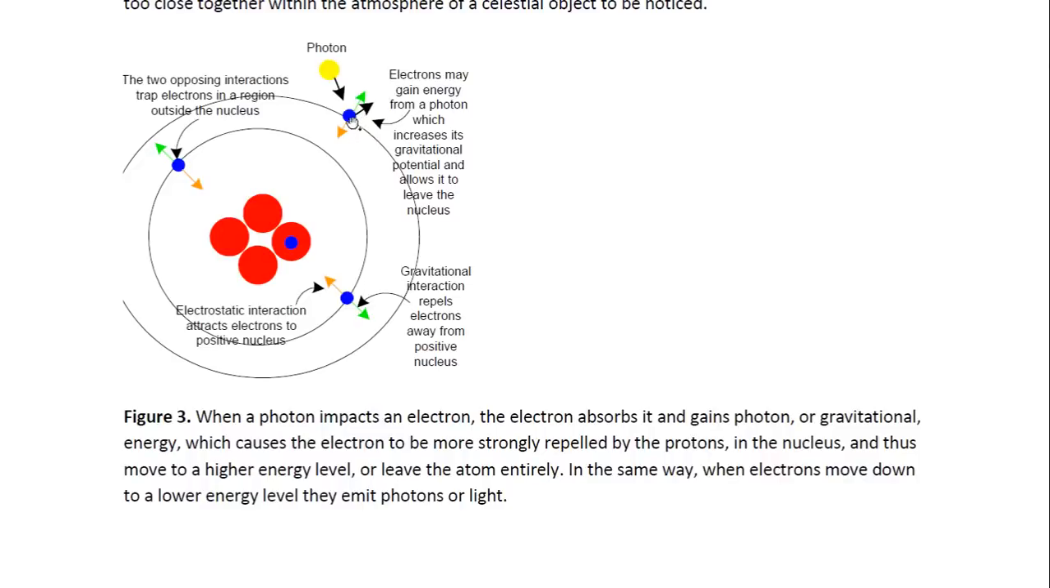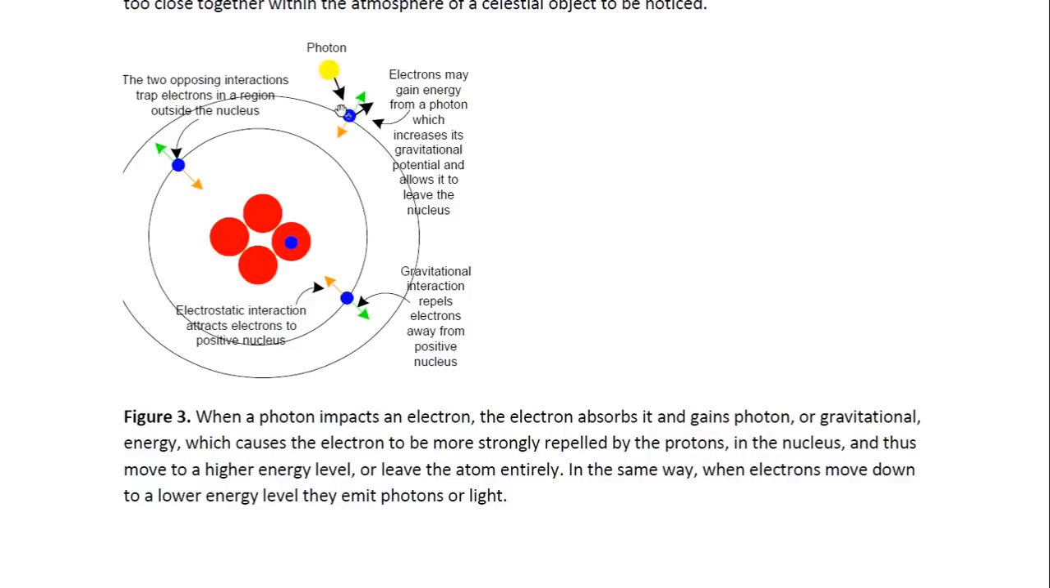But now, if an electron absorbs a photon, it gains gravitational energy, and when it does that, the gravitational repulsion between it and the protons in the nucleus increases. In other words, the green arrow will increase in size, and that means that the electron will move further away, up to another energy level where the 2 forces will then again be in equilibrium.